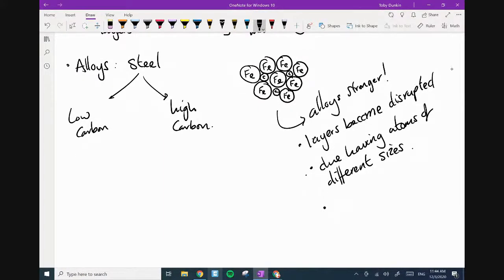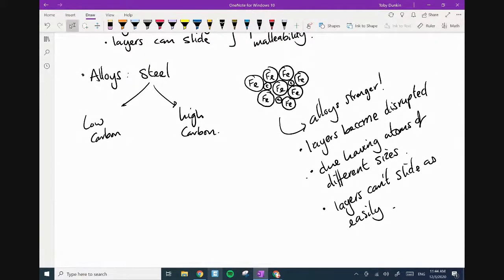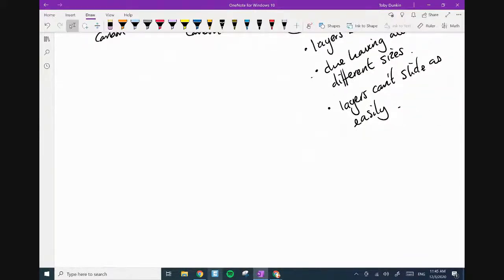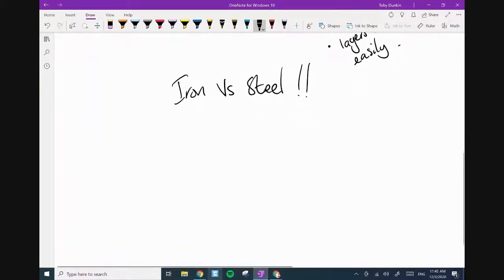Therefore, layers can't slide as easily. There we go, GCSE. Now, just to bring in the high carbon and low carbon steel. As a result, when you subdivide steel into these two types, it's important to compare all three. So, iron versus steel.